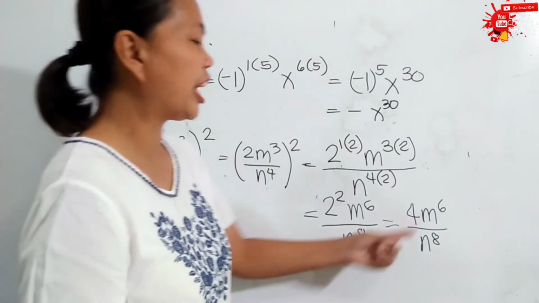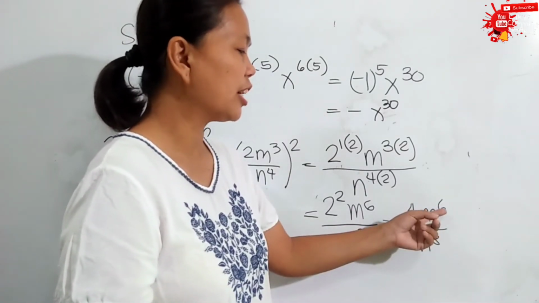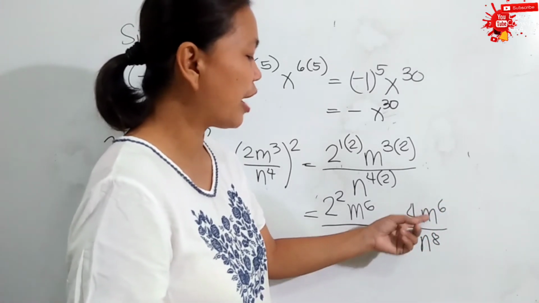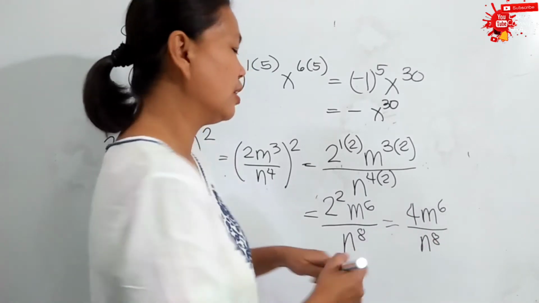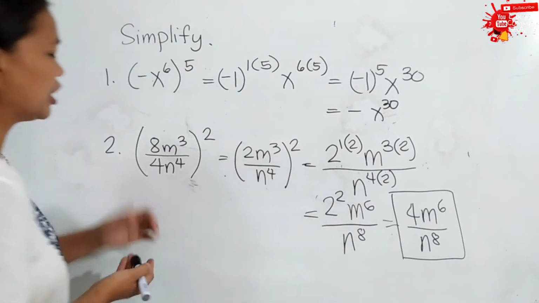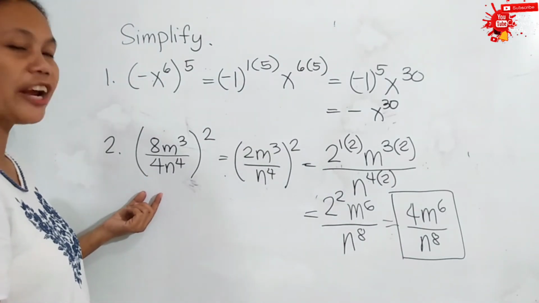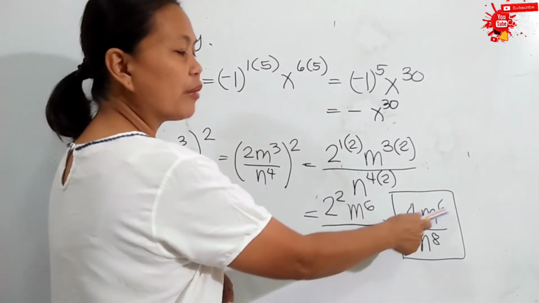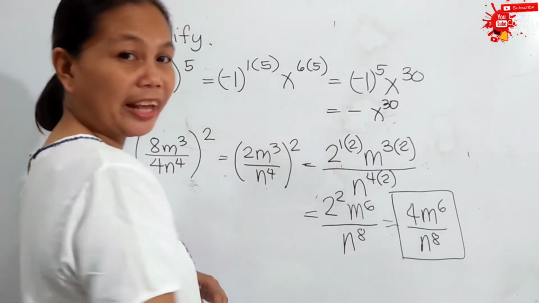Take note that we cannot subtract the exponents of m and n. We cannot subtract 8 by 6 or 6 by 8 because we have different bases here. One is m and the other one is n. So this will now be our final answer. The simplified form of 8m cubed over 4n to the 4th, raised to 2, is equal to 4m raised to 6 over n raised to 8.